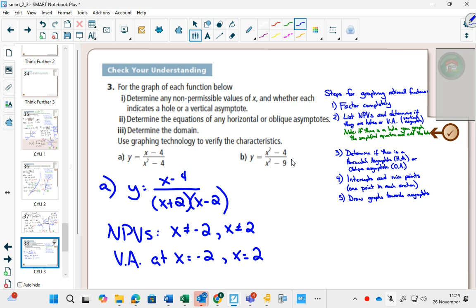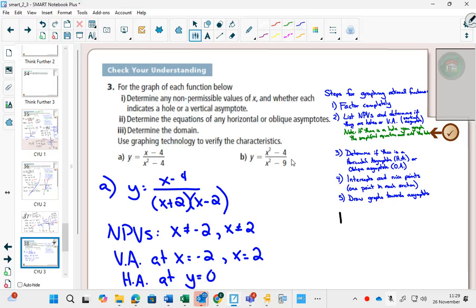Next, horizontal asymptotes or oblique asymptotes. This is group 3. The degree is bigger on the bottom. I think that's the easiest one, because when the degree is bigger at the bottom, you always have a horizontal asymptote at y equals 0.